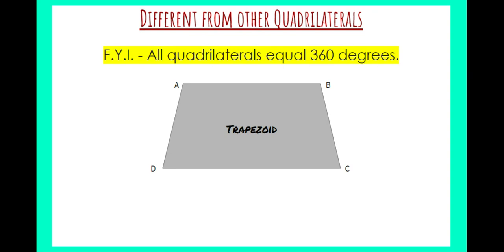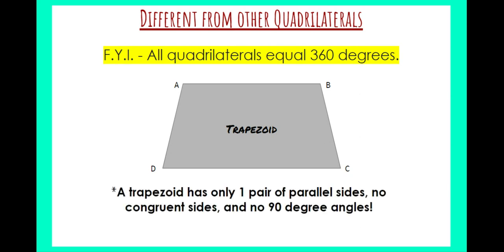So again, what makes it different from other quadrilaterals? We have angles A, B, C, and D. A trapezoid has only one pair of parallel sides, no congruent sides, and no 90-degree angles.